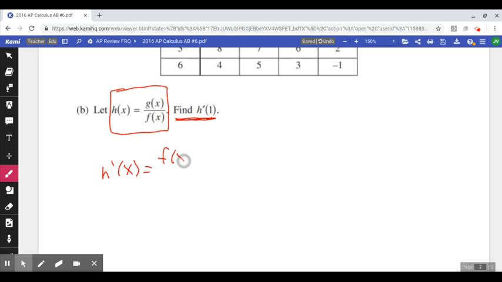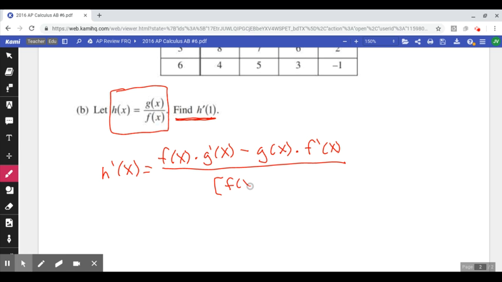So low would be f of x times d high. That's the derivative of the numerator. So low d high minus high d low, that would be the derivative of the denominator, square the bottom, and away we go.